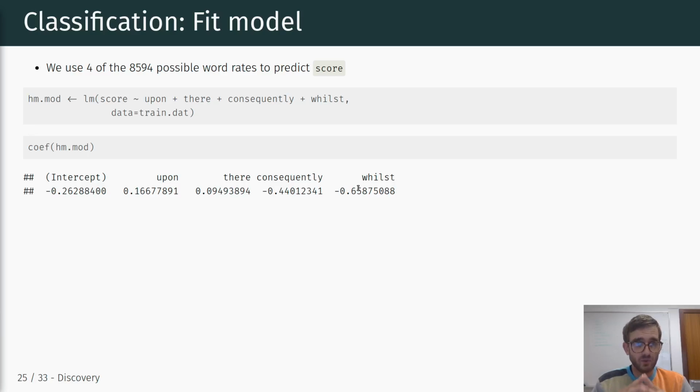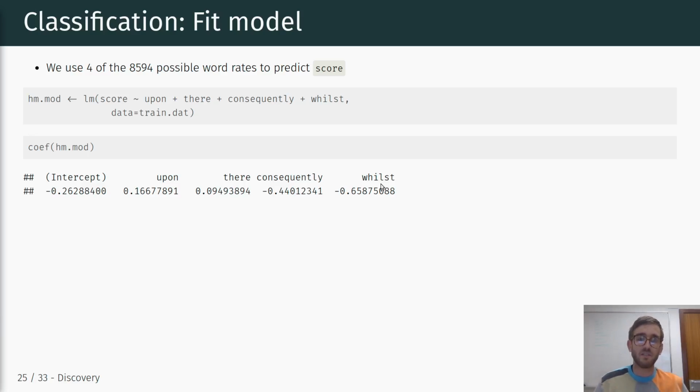Right? So in other words, across all the Federalist essays, Hamilton used words like upon and there more frequently, relative to the overall document length, than Madison, and Madison used consequently and whilst more frequently than Hamilton. Right?